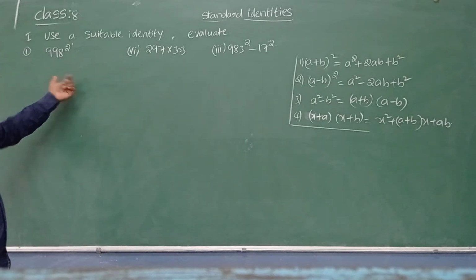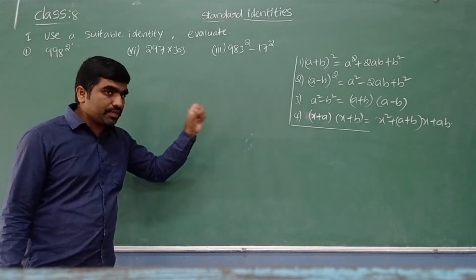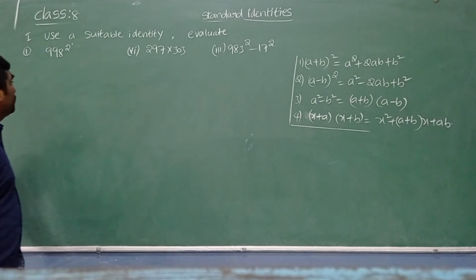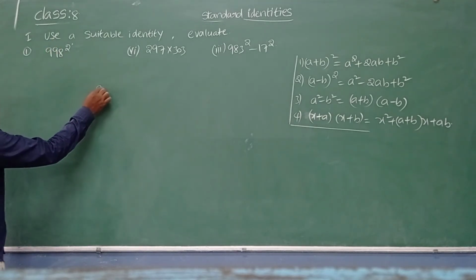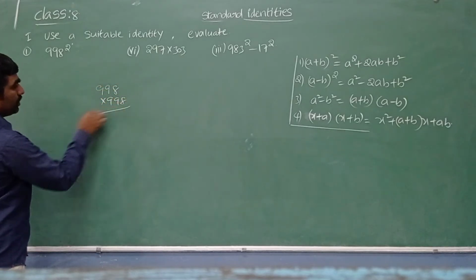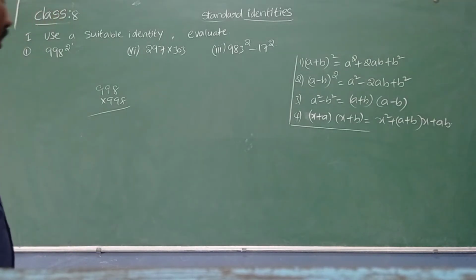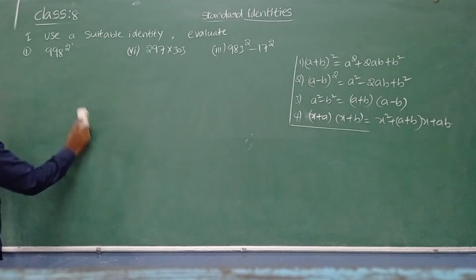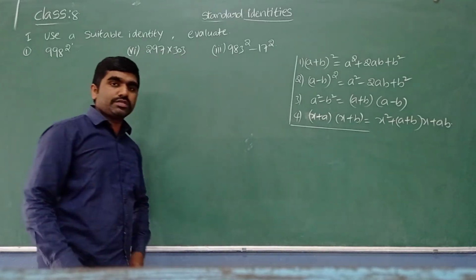Here I am taking some numerical examples. Use suitable identity. From that, we need to pick up the suitable identity and simplify this. They ask me to evaluate. See here, beta, 998 whole square. Generally we can multiply: 998 whole square means power 2 there, so multiply base 998 itself 2 times. 3-digit number multiplication will take some time. Instead of general multiplication, if you go with identity, we can do the answer within a minute.